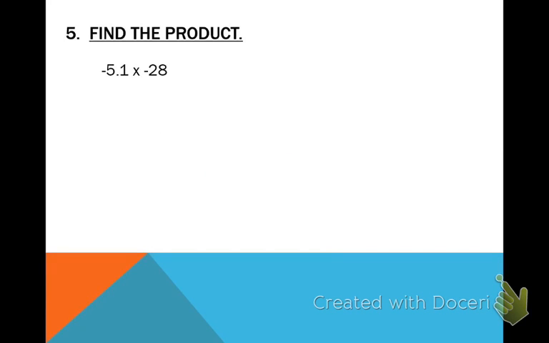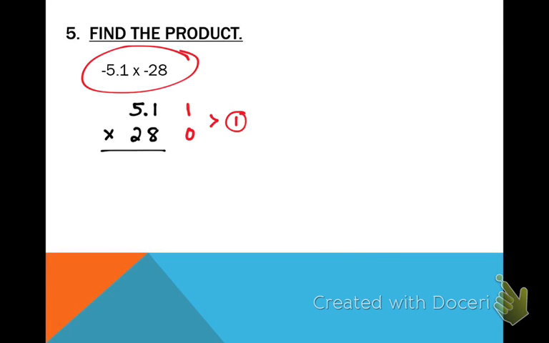Okay, let's look at this. Remind me again, guys, should I line up decimal points? No. 5.1 times 28. All you do at this point is count how many numbers are behind the decimal point. Right here, how many numbers are behind that decimal point? One. Only one. How many numbers are behind that decimal point? None. Okay, add together 1 plus 0. One place is all you're going to move, okay? Now, let's go back to our original problem. A negative times a negative always equals a positive.